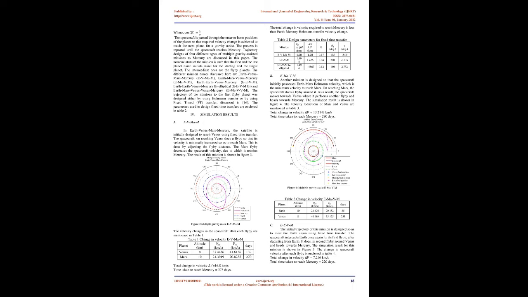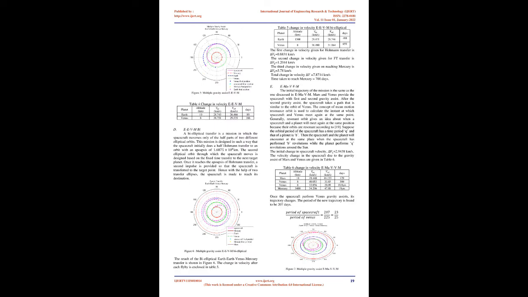The nomenclature of the mission is such that the first and the last planet name initials stand for the starting and the target planet. The intermediate ones are the flyby planets. The different missions discussed here are Earth Venus Mars Mercury, EVMA-M, Earth Mars Venus Mercury, EMA-VM, Earth Earth Venus Mercury, EEVM, Earth Earth Venus Mercury Bi-elliptical, EEVM Bi, and Earth Mars Venus Venus Mercury, EMA-VVM.